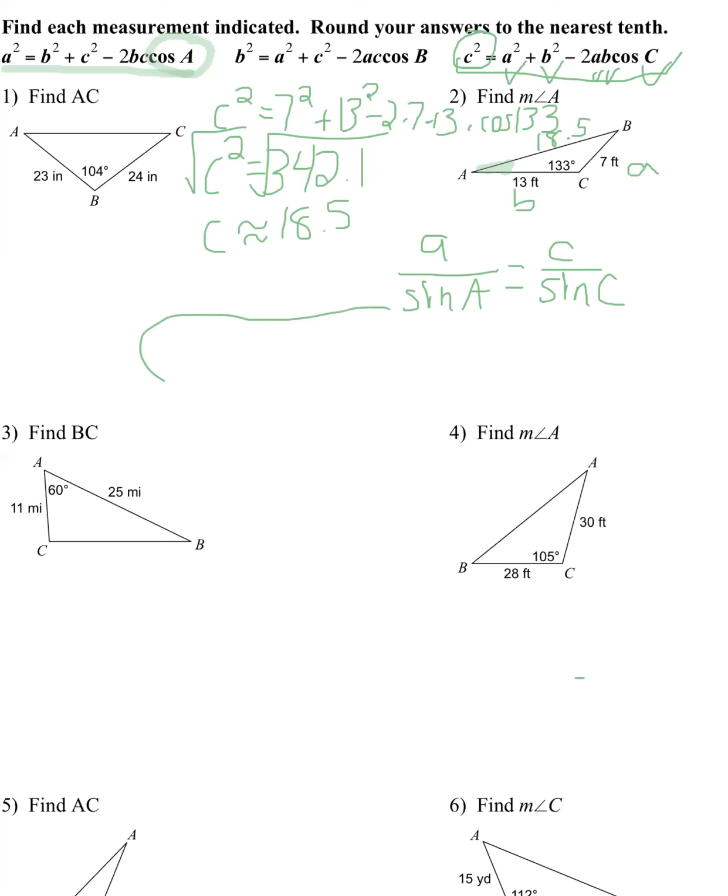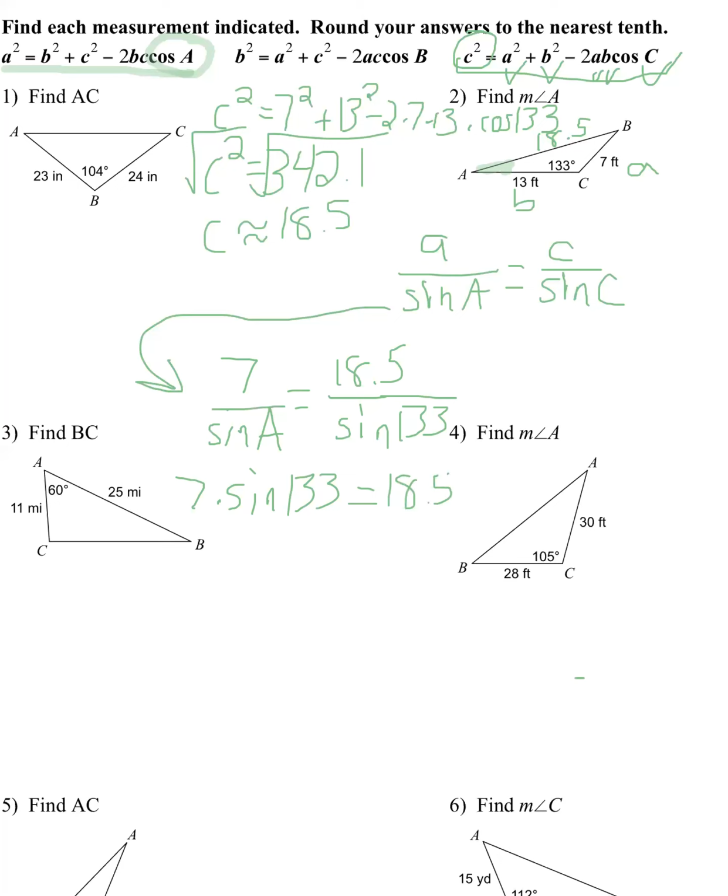So let's see how this goes. All right, I'm going to move over here so I have a little bit more room. So lowercase a is 7. Sine of A, that's what I don't know. I don't have angle A yet. But c, I do have now. It's 18.5, lowercase c, 18.5 over sine of C, which is 133. Okay, so now we're going to cross multiply. So I'll do 7 times sine of 133 equals 18.5 times sine of A. Divide both sides by 18.5.